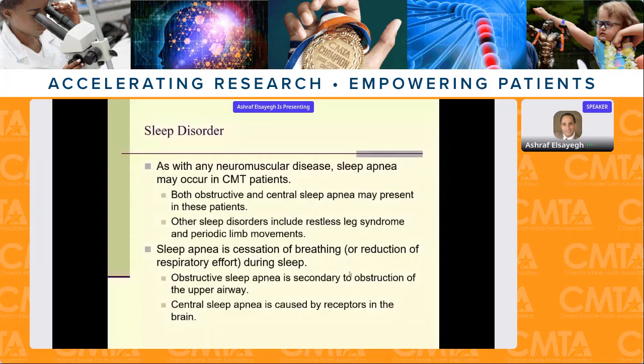So what are these things? Well, sleep apnea just is cessation of breathing, which means you stop breathing while you're sleeping. So every few breaths, you stop breathing. Obstructive sleep apnea is secondary to an obstruction of the upper airways, a big tongue, a big neck that causes closure of the airway while you're sleeping. In these patients, they tend to snore. It's like trying to breathe through an obstructed straw, basically. Central sleep apnea is caused by receptors in the brain. And in these patients, again, they end up with sleep apnea, but not necessarily because of obstruction.